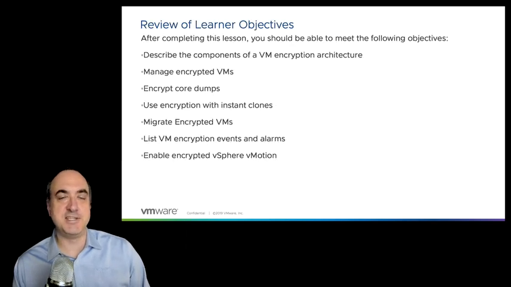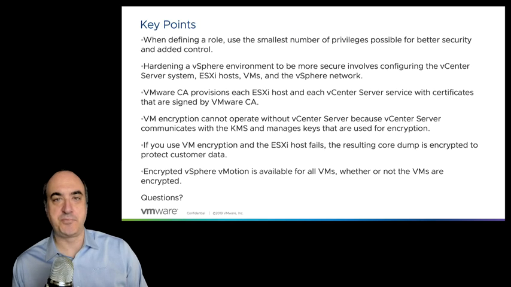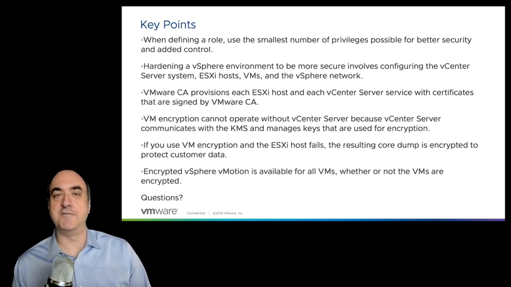So that is the end of our VM encryption lesson. You should now be able to describe the components of the VM encryption architecture, manage encrypted VMs, encrypt core dumps, use encryption with instant clones, migrate encrypted VMs, list VM encryption events and alarms, and enable encrypted vSphere vMotion. And this ends our vSphere security module.